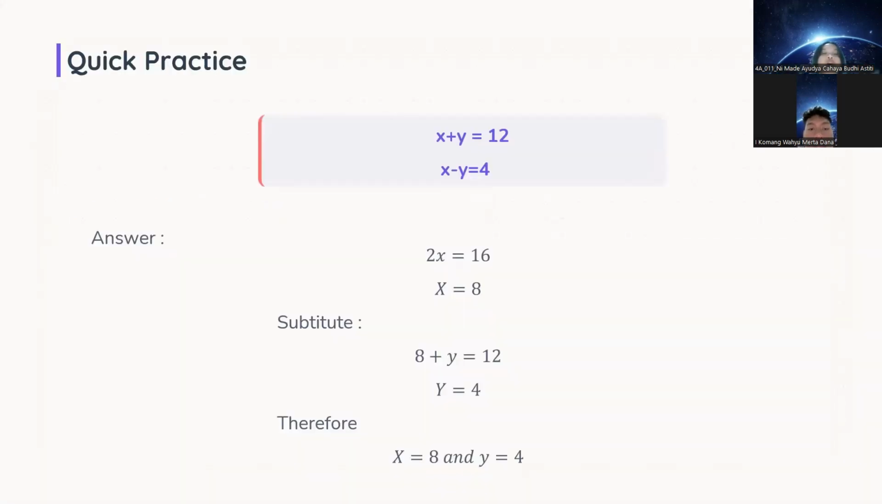Okay, next we have a quick practice. Let's practice with these equations: x plus y equals 12 and x minus y equals 4. Wahyu, can you help us to solve this question? Wait a moment, miss. I will try. Okay, I will give you time to think about it.